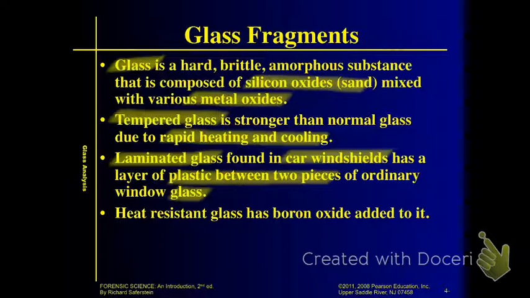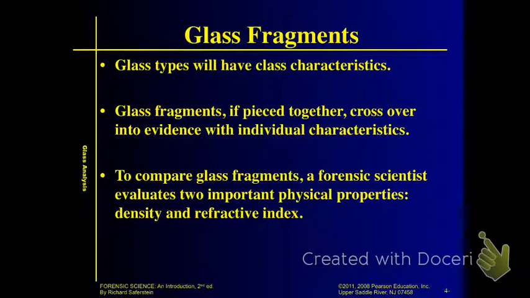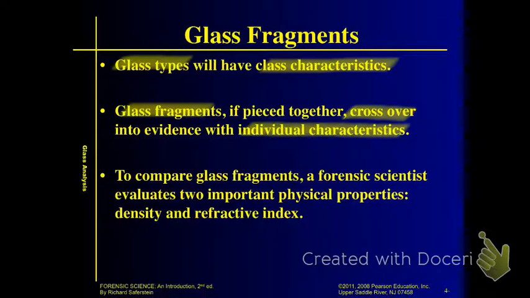Heat-resistant glass has a compound called boron oxide that's added to it. Heat-resistant glass is found in light bulbs, like headlights of cars, glass cookware in the kitchen, chemical glassware in a laboratory. Glass types will have class characteristics, but then they will cross over as glass fragments into individual characteristics if they're able to be pieced together.